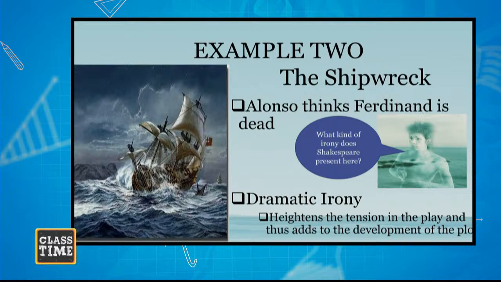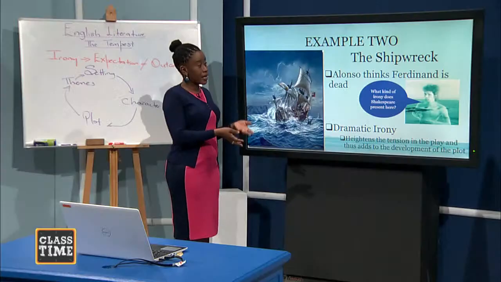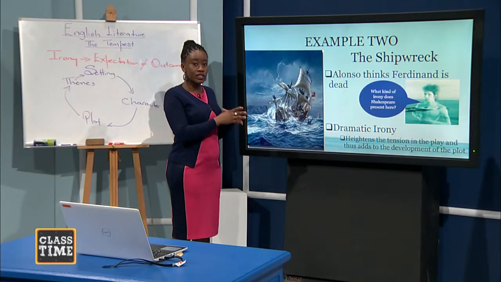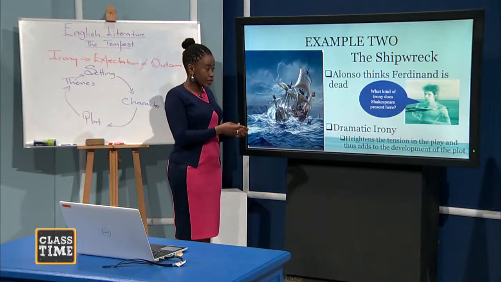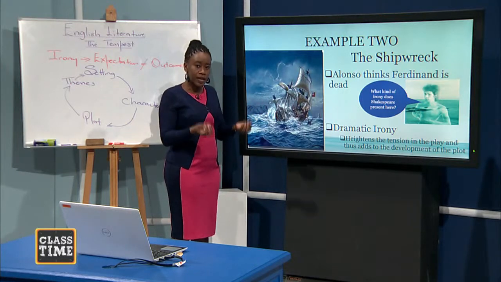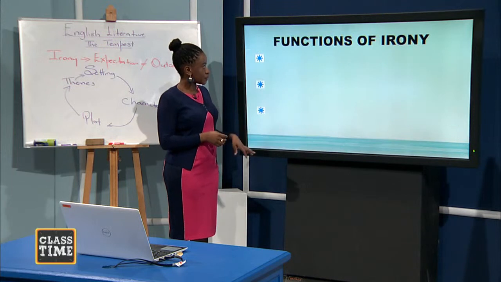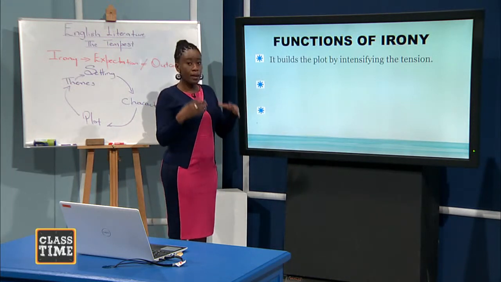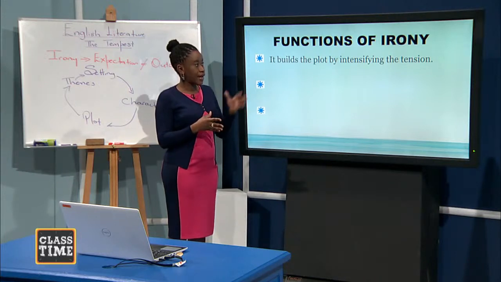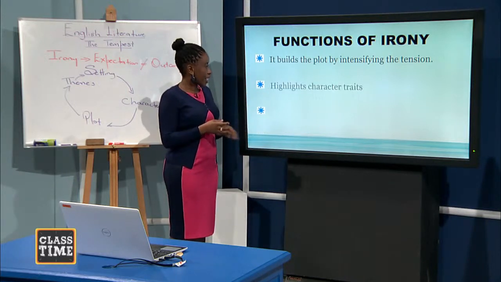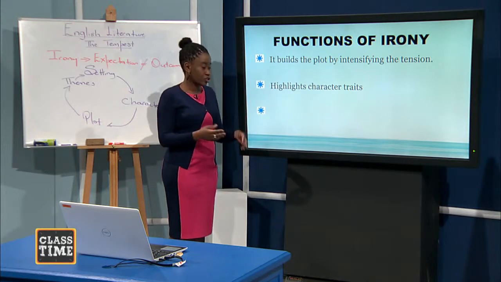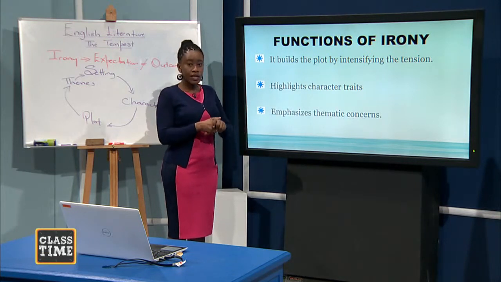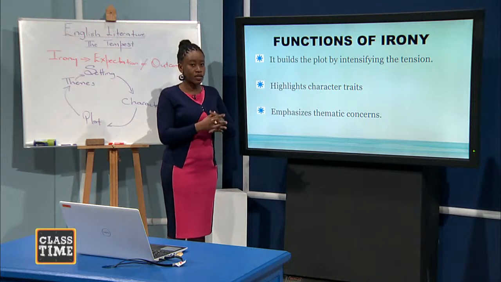So, now that we know that Ferdinand is alive, where do we go from here? Where does the play go from here? Dramatic irony. So, remember, in identifying the device, it's not just enough to say it's irony. You're also looking at how it adds to the overall development of the work. So in terms of the functions of irony, we see where irony builds the plot by intensifying the tension. Irony also highlights character traits, and irony can be used to emphasize thematic concerns.